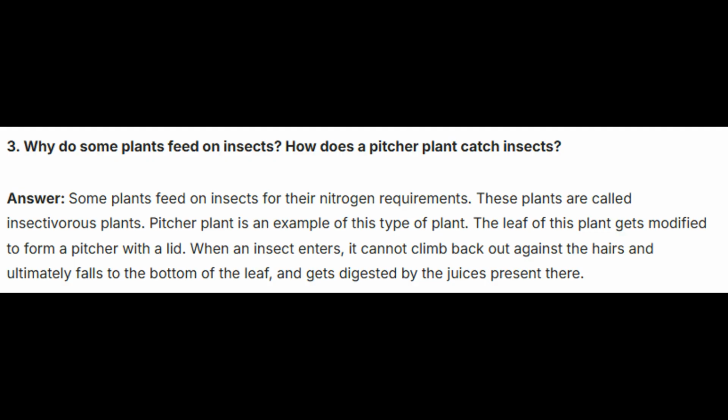Third, why do some plants feed on insects? How does a pitcher plant catch insects? Answer. Some plants feed on insects for their nitrogen requirements. These plants are called insectivorous plants. Pitcher plant is an example of this type of plant. The leaf of this plant gets modified to form a pitcher with a lid. When an insect enters, it cannot climb back out against the hairs and ultimately falls to the bottom of the leaf and gets digested by the juices present there.